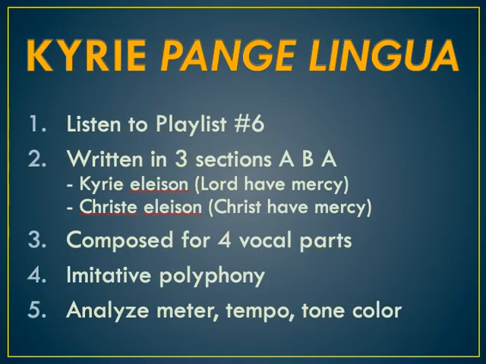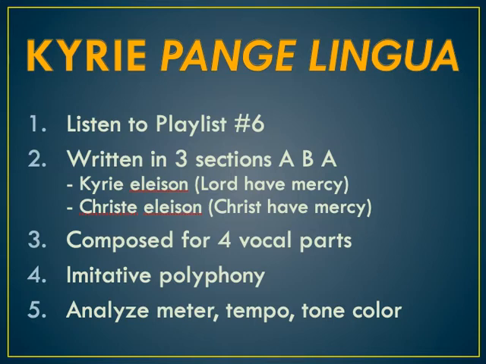He wrote the Pangalingua Mass, and it's based on a Gregorian hymn and means proclaim the mystery. We're going to listen to playlist number 6, and there's a few things I would like you to listen for. There's going to be 3 sections. We could diagram this as ABA form. So we have Kyrie eleison, which is Lord have mercy. That's section A. Christe eleison is the B section, Christ have mercy. And then there's another A section where they sing Kyrie eleison. Those are the only lyrics. So it's one of the shorter parts of the Mass.